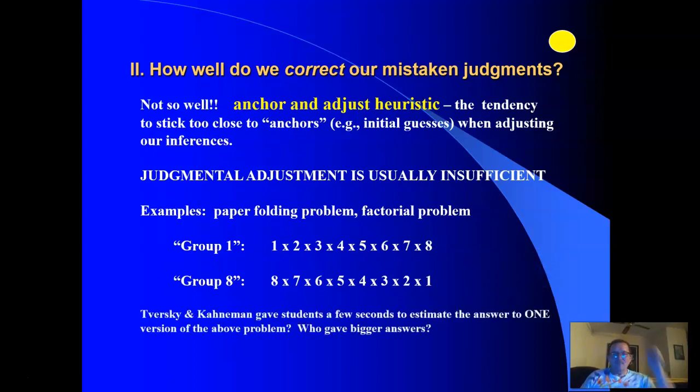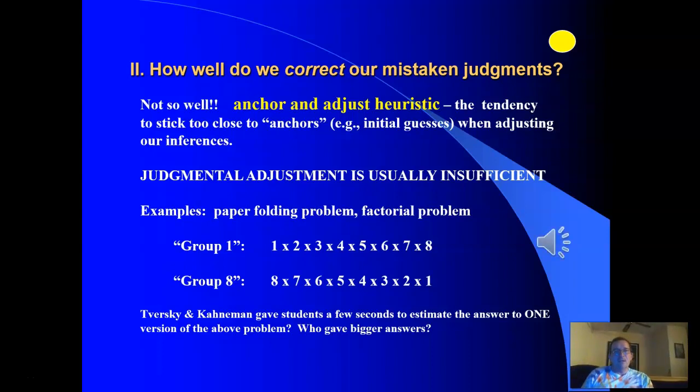Okay. The students gave much bigger answers in the second group, group 8, than in the first group, group 1. The students in general also tended to underestimate the answer. They stuck way too close to the starting point of 0. The correct answer, by the way, I'm pretty sure I remember, is 40,320. So the answer is bigger than most people realize by just glancing at it. A little bit like the paper folding problem that way.